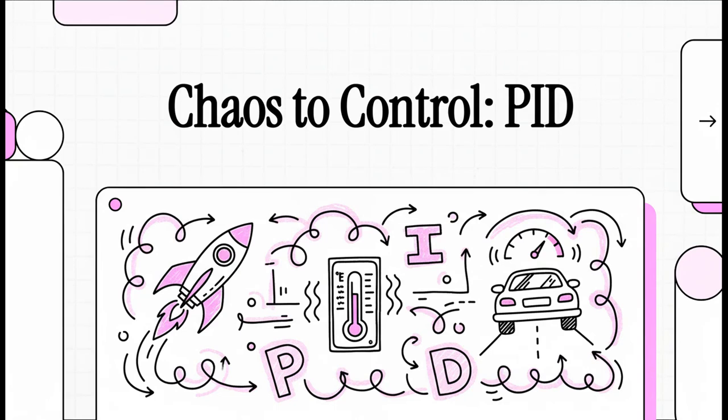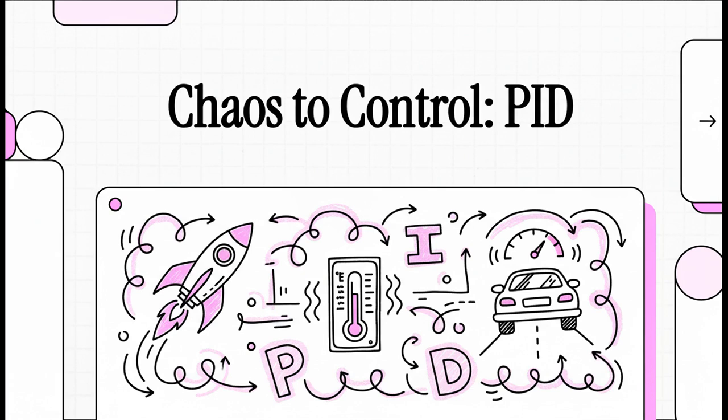All right, let's just jump right in. Ever stop to think about what keeps a rocket flying perfectly straight? Or how your thermostat nails that perfect temperature? Or how your car just stays at a steady speed on the highway? Well, it's not magic. It's something called feedback control. And you can think of it as this invisible intelligence that keeps our world orderly and predictable.